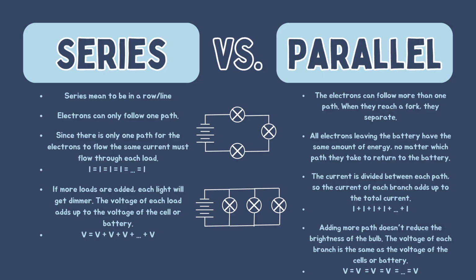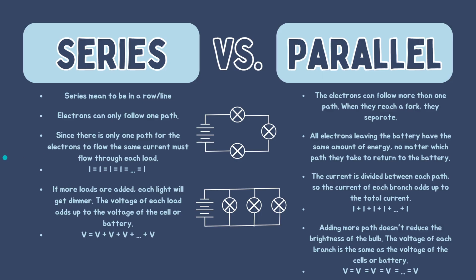So if we add more light bulbs or loads in a series circuit, each light bulb will get dimmer because the current is the same but distributed across more loads. Also, the voltage of each load adds up to the total voltage supplied by the battery, or the total voltage equals V1 plus V2 plus V3, and so on.